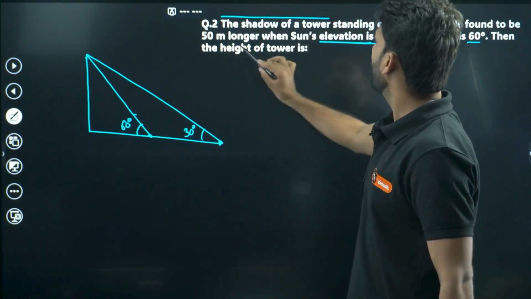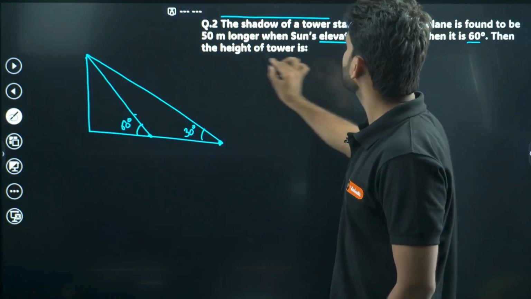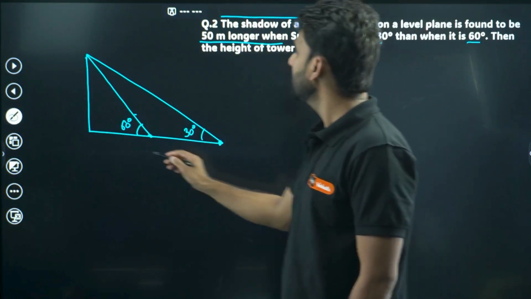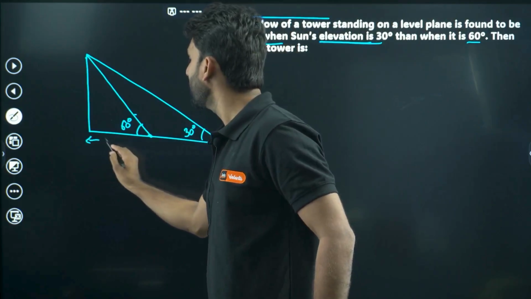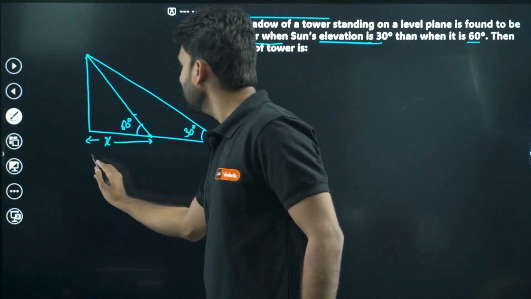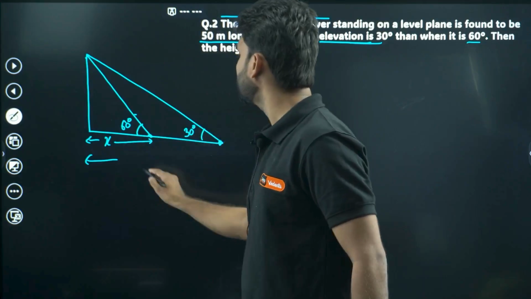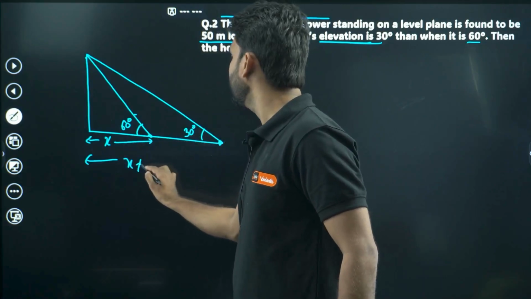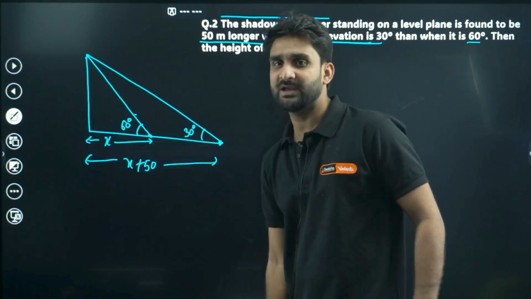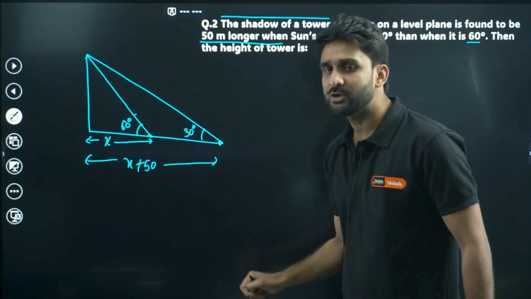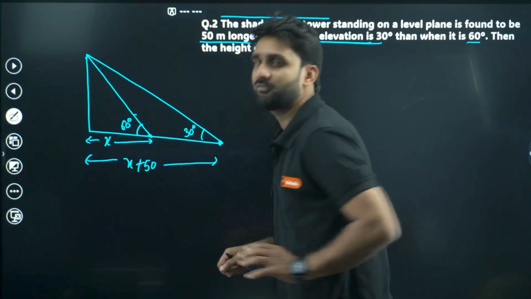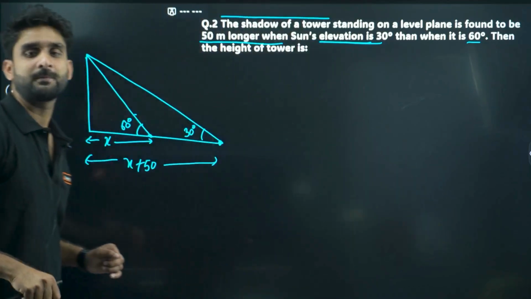Look, when the angle of elevation is 30 degrees, the shadow becomes 50 meters longer. So whatever the shadow length was when the angle of elevation was 60 degrees, when the angle of elevation becomes 30 degrees, the length of the shadow becomes 50 meters longer. Means if the previous shadow was x, what will be the new shadow? 50 meters longer means we have to add the 50 here: x plus 50.